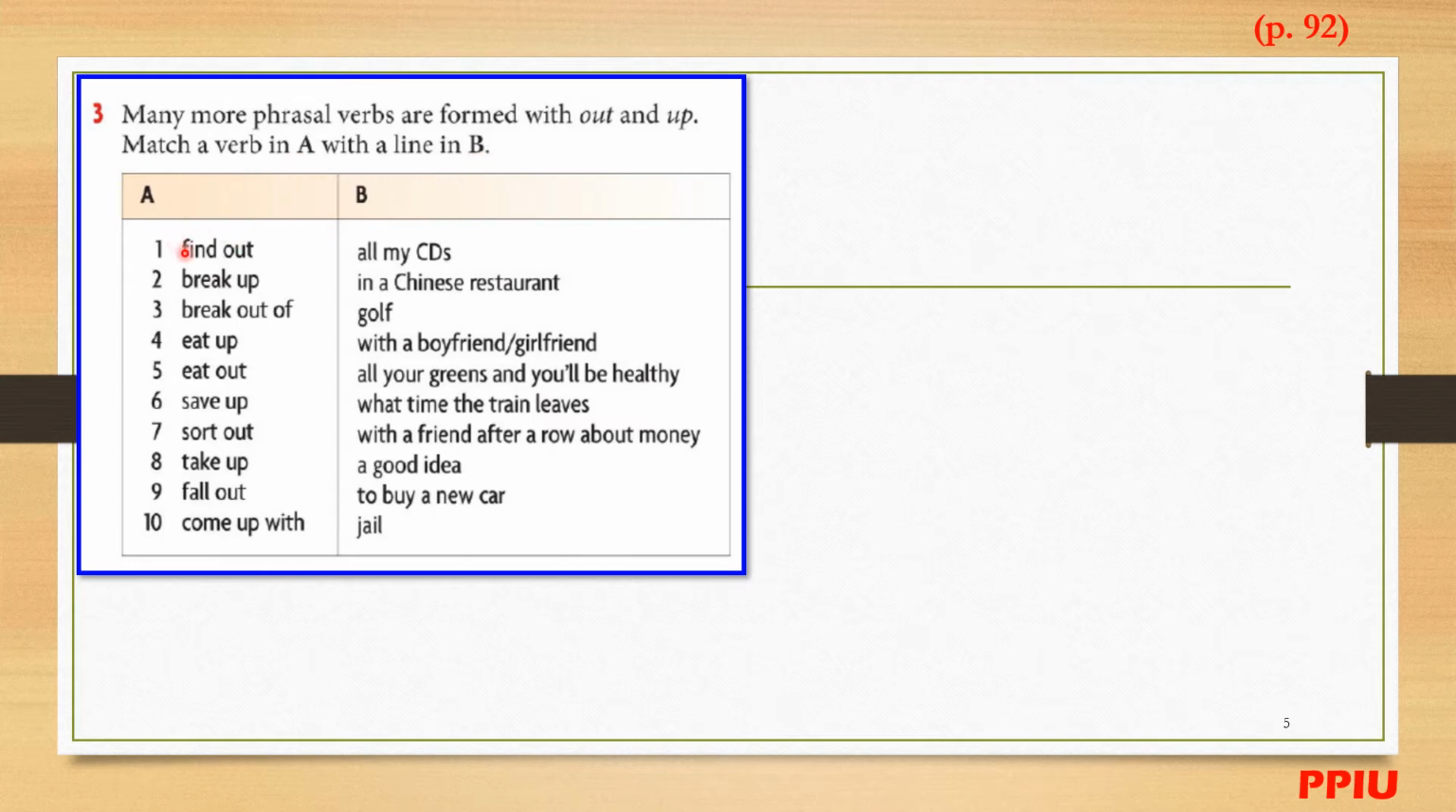So, a verb in A. A line in B, right? So just match this with which one of these, right?